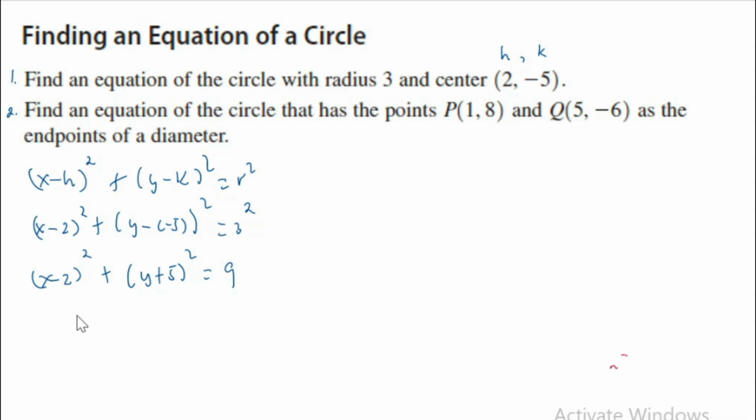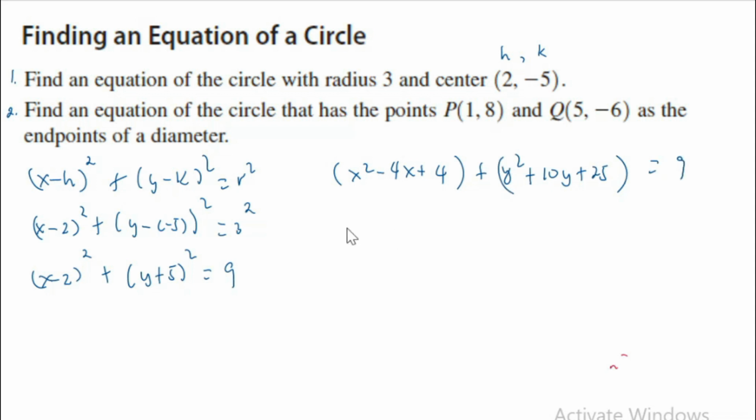Now, if we expand the left-hand side, which is the square of x minus 2 as well as the square of y plus 5, it will give us the general equation of a circle. Using the square of a binomial, the square of x minus 2 is equivalent to x squared minus 4x plus 4, plus the square of y plus 5, which gives us y squared plus 10y plus 25, is equal to 9.